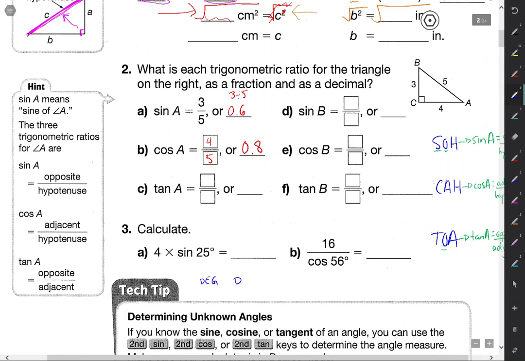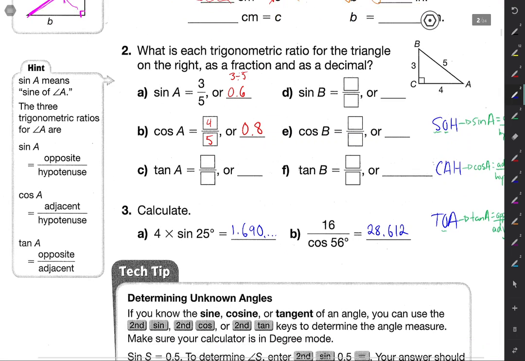So then in example 3, we just need to calculate these things. So just get some practice plugging these in your calculator. So 4 times the sine of 25. So if you put that in correctly, you should get 1.690, and that'll just keep on going. And then for B, if you do 16 divided by the cos of 56, you should get 28.612. So please try this in your calculator to make sure you know how to enter it correctly.